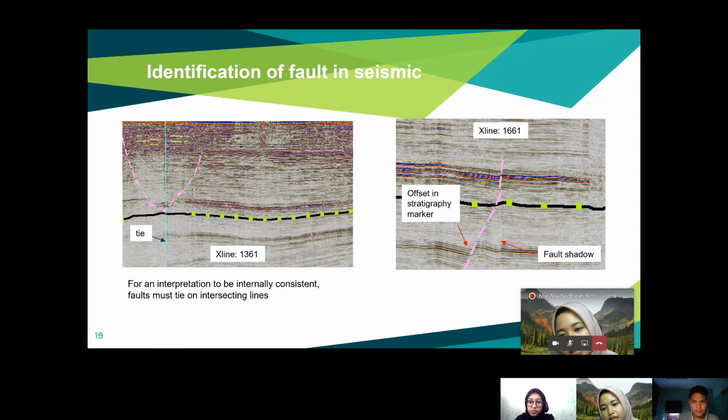Okay. At the right side in the picture, you can see the indication of a fault at X line 1661. This is the fault shadow: if the fault is on the left side, we can see that the fault shadow is at the right side. This looks triangular here. Okay, and then the second fault indication here is offset in the stratigraphic marker. This looks like there's displacement. As you can see here, the lines are a little bit separated from each other. So this is what we call offset in the stratigraphic marker because of the fault itself. Okay, next.